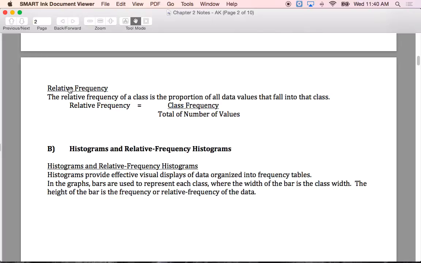We're also going to look at histograms with these frequency tables. And a histogram is kind of like a bar graph. It's going to be there to show you the bars for each of the classes, and it is a way to visually organize your data.